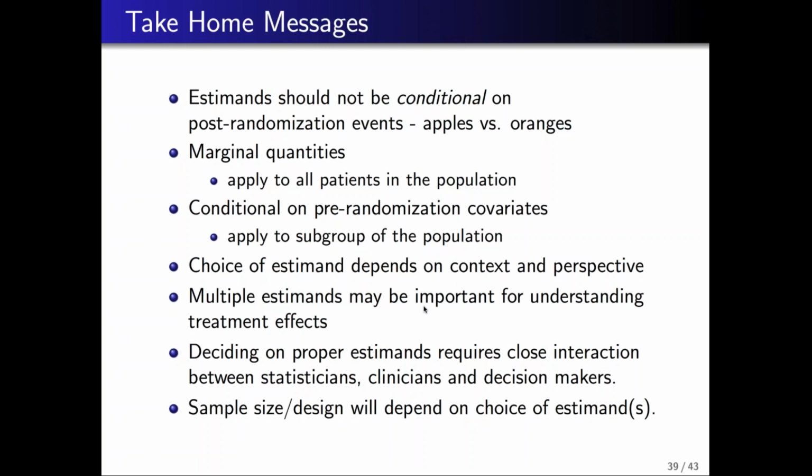The choice of estimand depends upon context and perspective, and it requires close interaction between statisticians, clinicians, and decision makers in order to decide on what a proper estimand is. And it may be that just one estimand is not enough in understanding treatment effects. So you might have to use multiple estimands to figure out what's going on. And the sample size design is going to depend upon the choice of estimand.